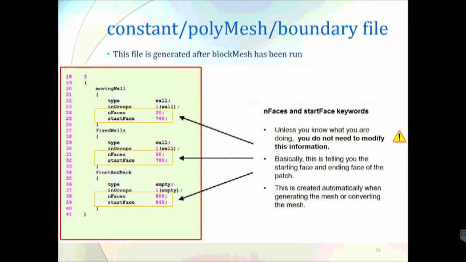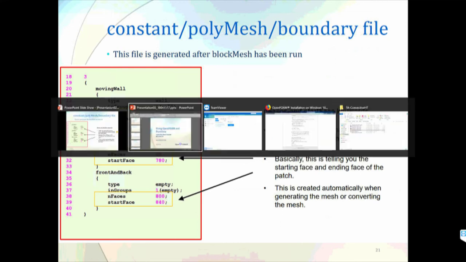And I have included a detail of what the different things mean inside the boundary file. Of course, there are the number of faces and the start face. Start face is simply the face from which OpenFOAM starts numbering that boundary. But you don't need to be concerned about that. So you will see this file once the blockMesh command has been run.